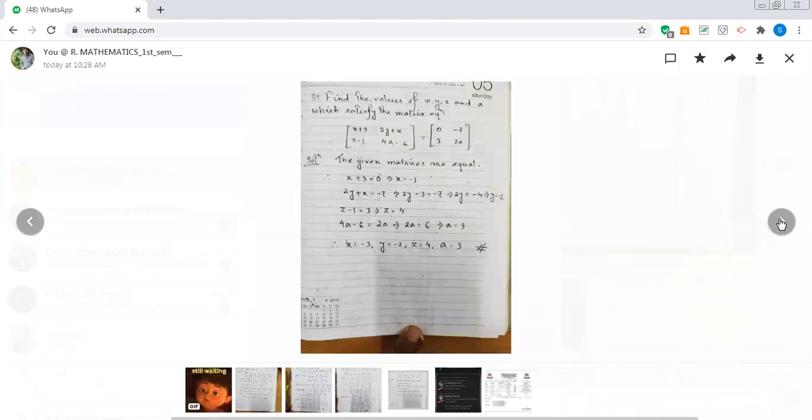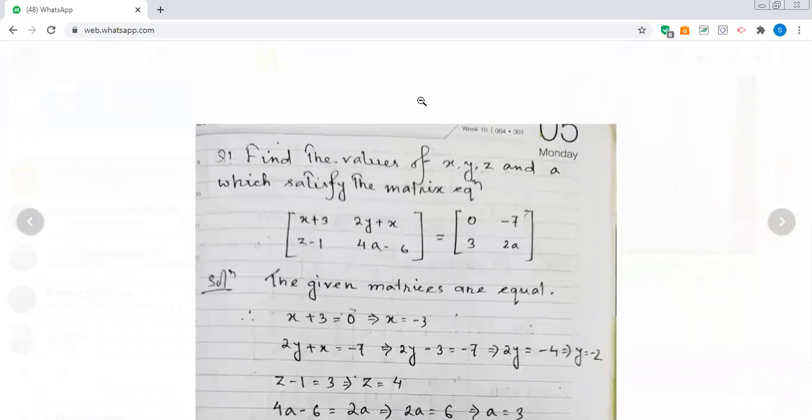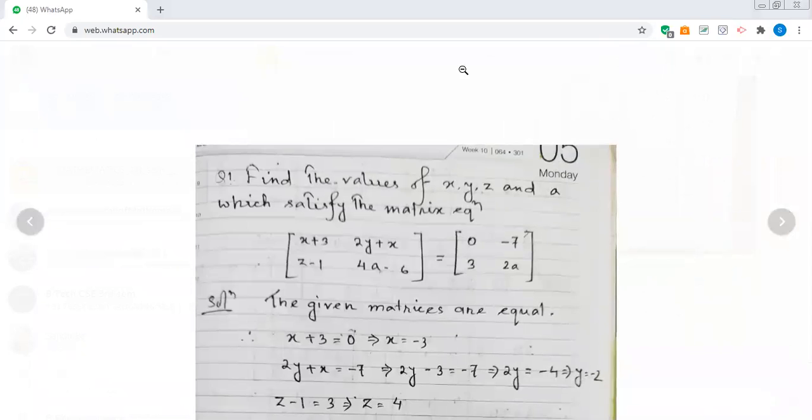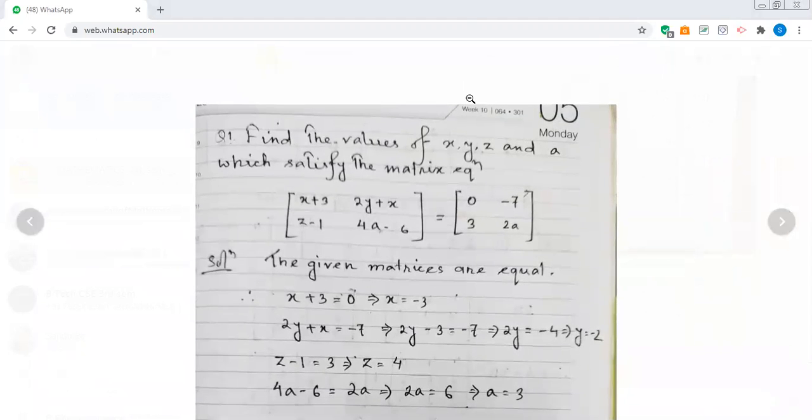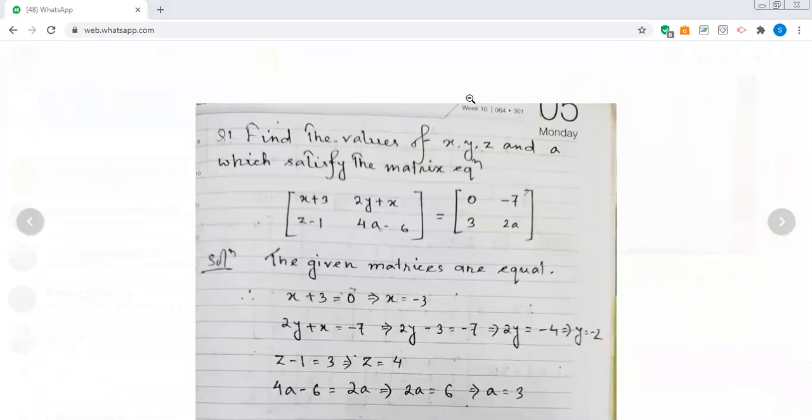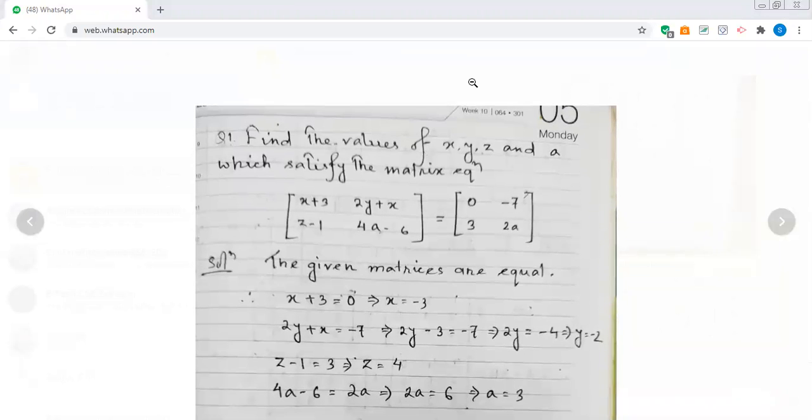So today I will discuss the four problems that I have already given to you, and that is mainly based on the previous class notes, where I have discussed from the starting types of matrices, equality of matrices, addition, subtraction, multiplication. And from all those parts, I have selected these four questions, and today I am going to discuss these four questions.